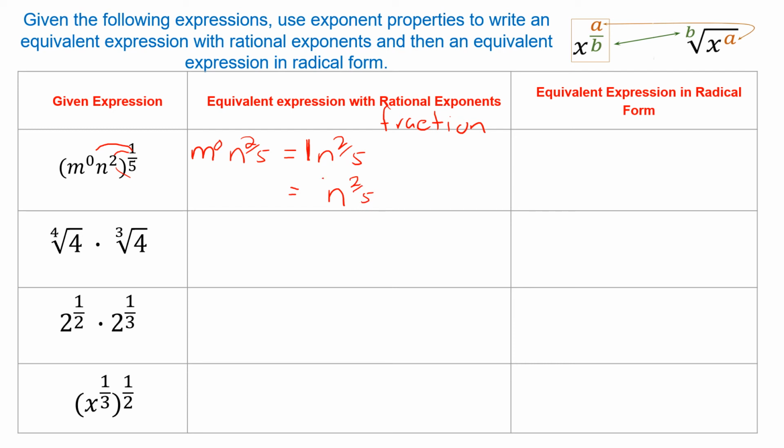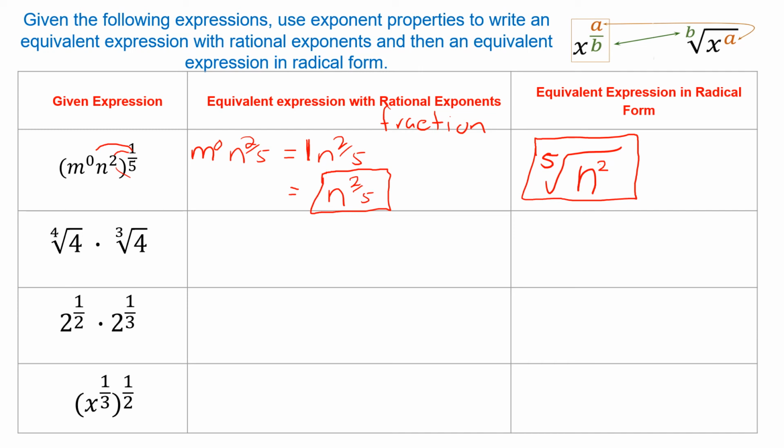All right. And I want to rewrite this in radical form. So remember, your denominator is your index, which will go on the outside in front of my radical. n is my base. And that 2 would be my power or my exponent underneath the radical. So I've rewritten this problem with rational exponents and as an expression in radical form.